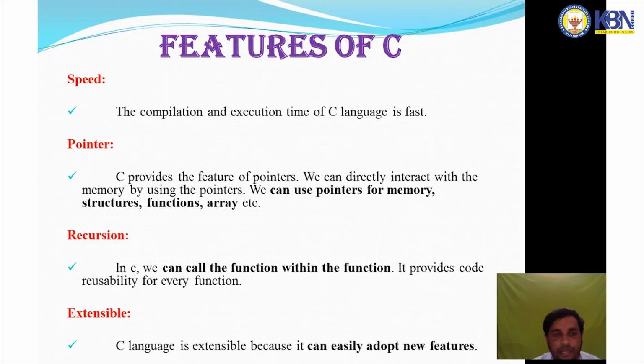The last one is extensible. The C language is an extensible language. It easily adopts new features. That's why it is an extensible language.